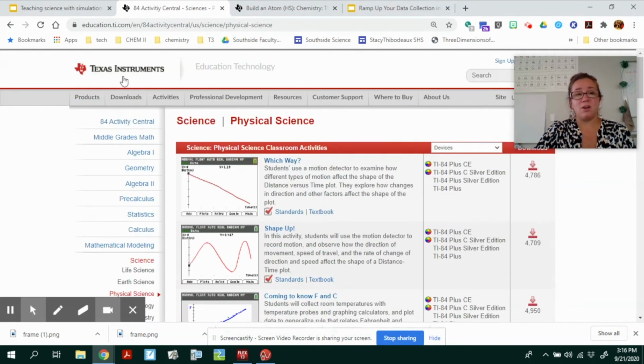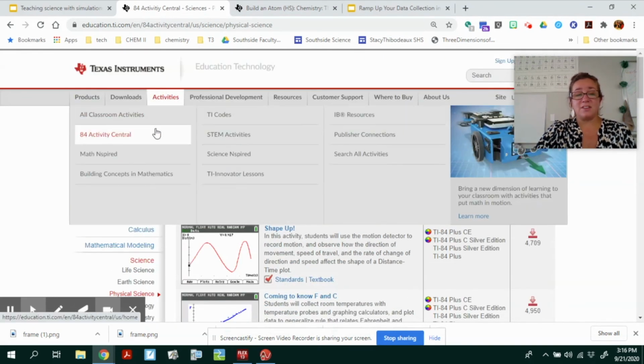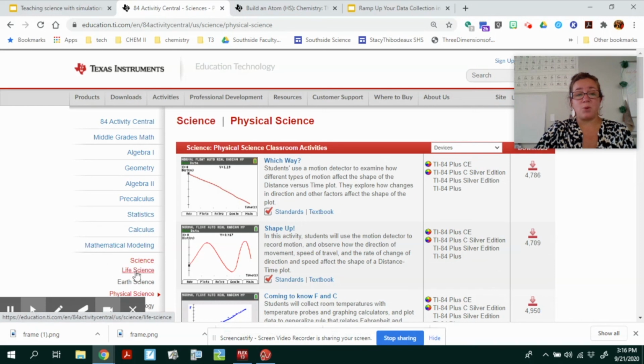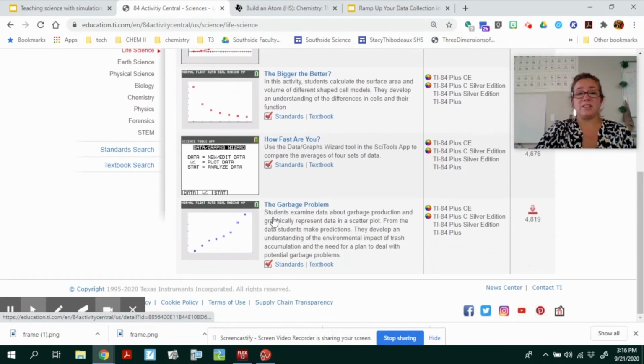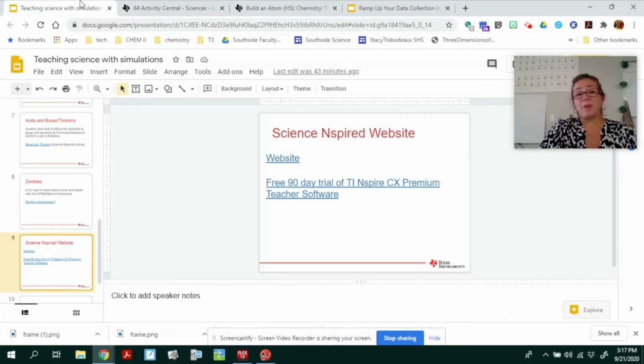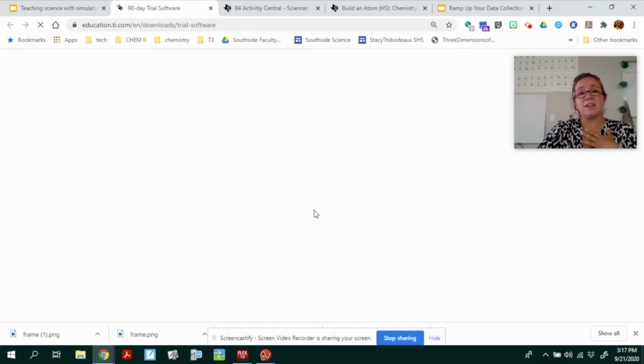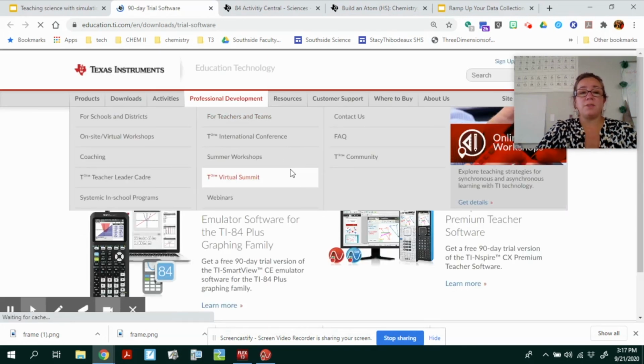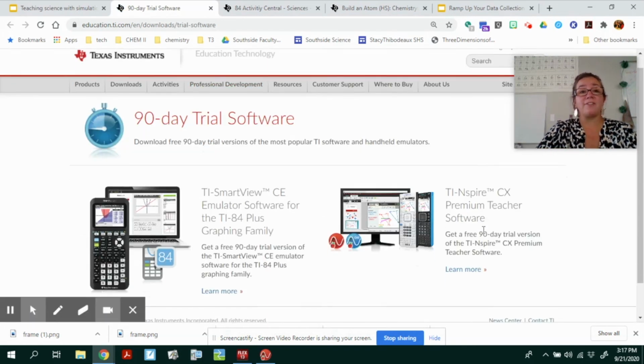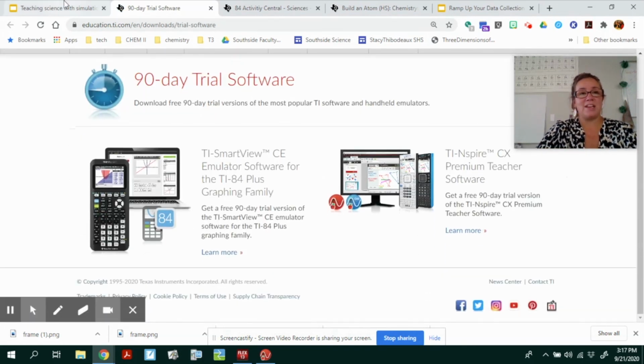Here's where the 84 activities are. They are on the 84 activity central, and I went under science. And so you can click on whatever the standard is, and then there are different activities for it. And maybe you don't have the technology yet for the students to have in their hands, but you wanted to do what I did with whole class. There is a 90-day free trial of the premium software. So that link brings you straight to the page that you can actually apply for the software.